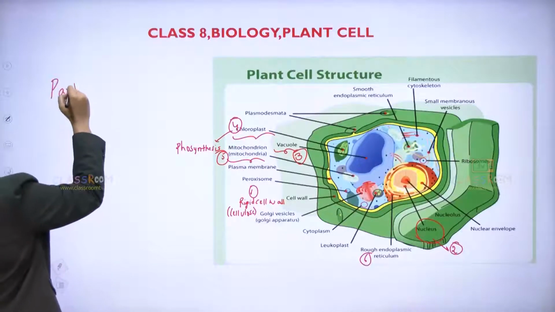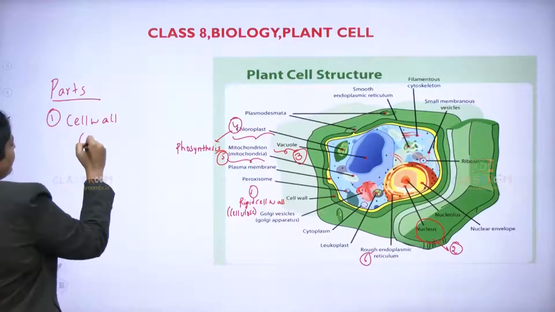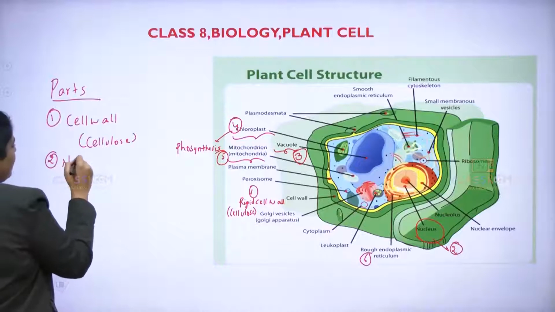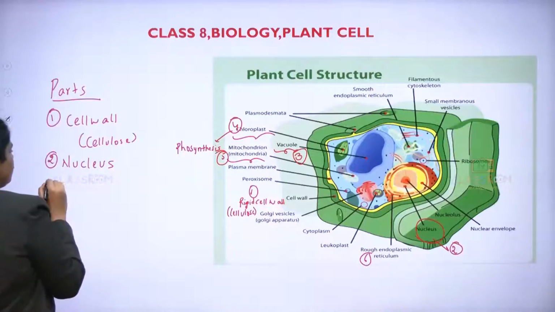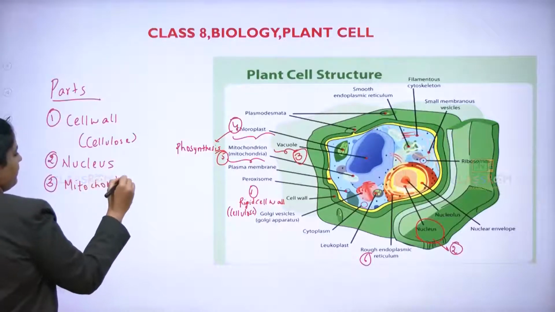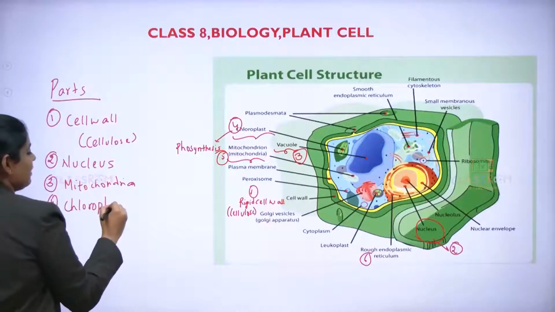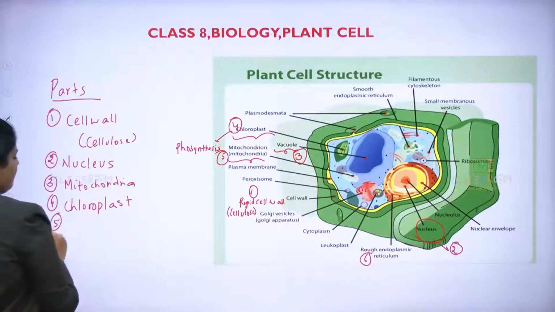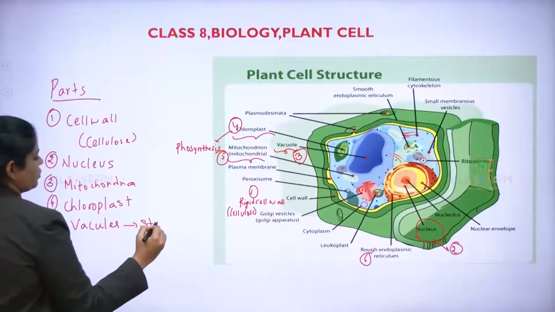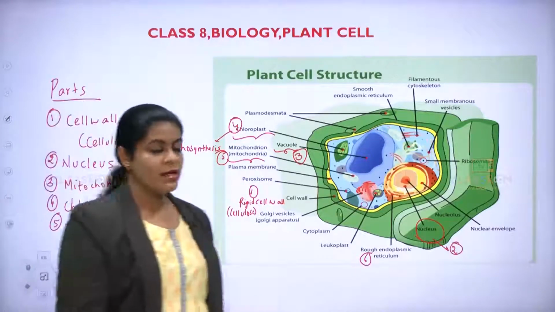So what are the important parts that you need to remember of the plant? That plant has a rigid cell wall and it is made up of cellulose. Then you need to remember about nucleus. It is the main organ that stores the information. Then mitochondria is important. Then we have chloroplast that gives the green color to the plant. Then we have vacuoles which act as storage. Alright, so these are the important parts of the plant that you need to remember.